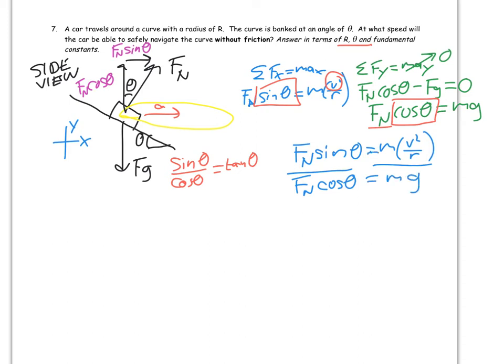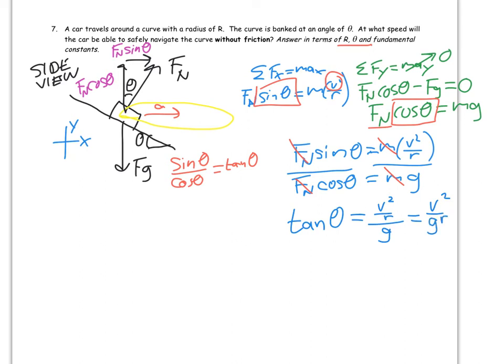And like I said, this isn't the only way of doing it, but I do think this is a really nice technique because our Fn's cancel out there, our m's cancel out there, and what I'm left with is sine of theta over cosine of theta, which is just tangent of theta, is equal to v squared over r all over g. Okay, we do have a double fraction there that we can rearrange by multiplying top and bottom by r, and so I really get v squared over gr.